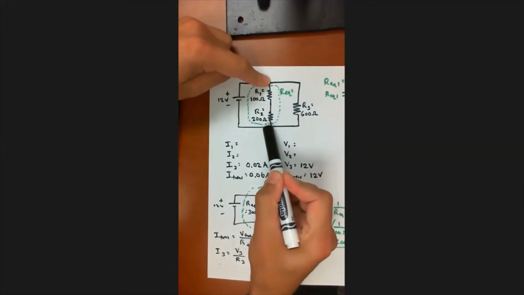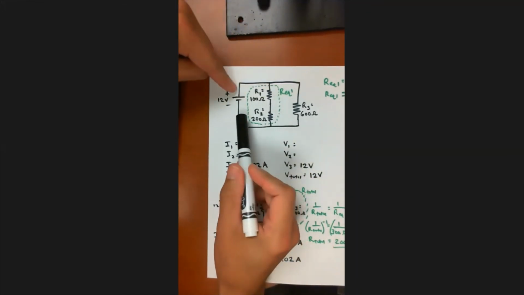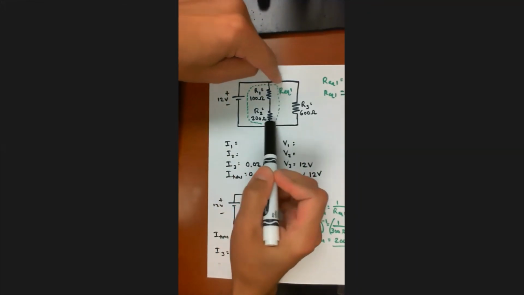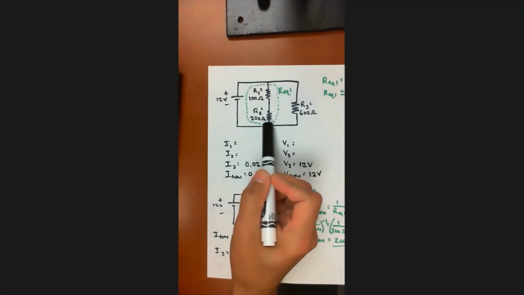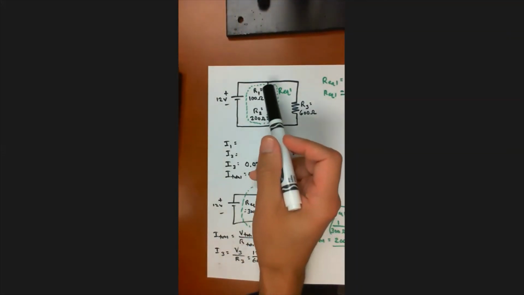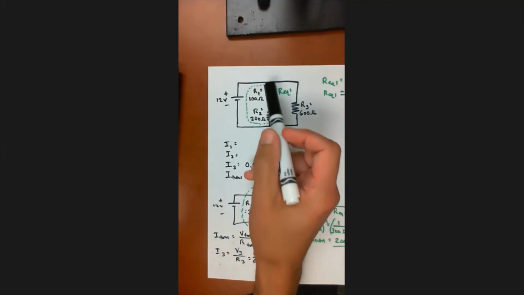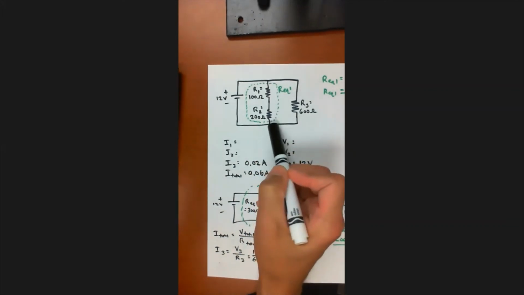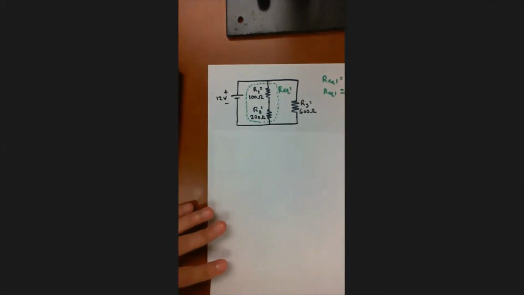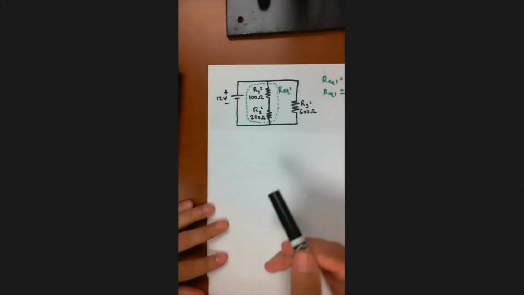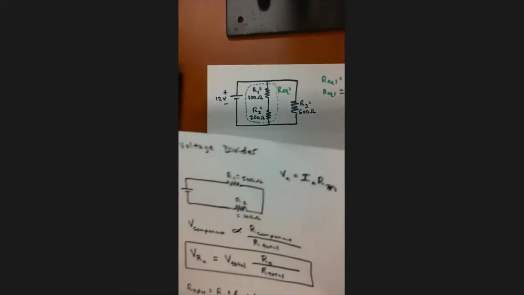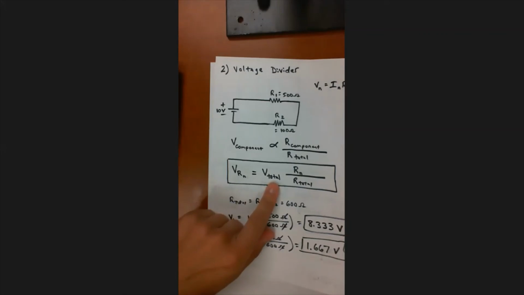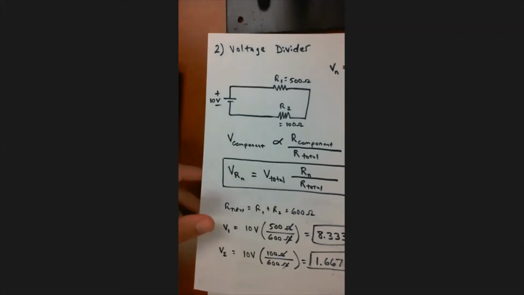It's the same as V3, and it's the same as the voltage source, right? These are in parallel. So I know what V total is. V total is the voltage drop across here from here to here, and it's just 12 volts. And so now I can use voltage divider to find V1 and V2, right? So if you remember, here's our equation for voltage divider.